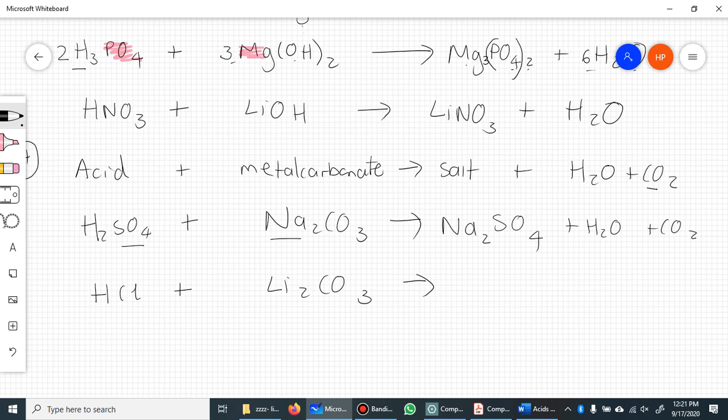Okay, another example, hydrochloric acid plus lithium carbonate will give me a salt, water, and CO2. Okay, lithium is +1, chlorine is -1, so it balances out and gives me LiCl. Now, whenever I do this sort of example, people will ask me, but why does the lithium have a 2 on the left and not a 2 on the right?